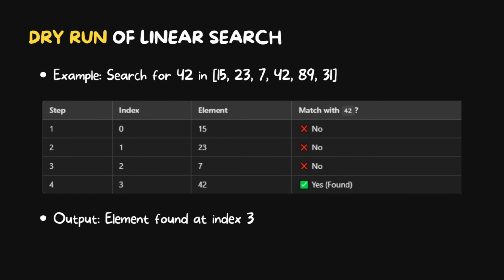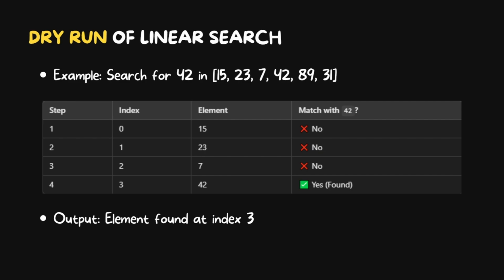Let's trace the algorithm step by step with an example. For example, we need to check 42 in the list 15, 23, 7, 42, 89, and 31. So in the first step, we will be at index 0 and the element is 15. Since it doesn't match with 42, we will go to the next iteration. In step 2, the index is 1 and the element is 23, as you can see. And 23 does not match 42, and we will go to the next iteration.